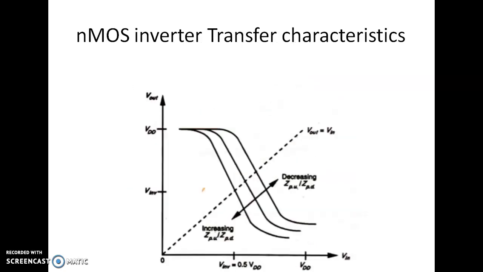And we can see this curve which indicates the switching threshold point. This is the switching threshold point, V inverse at 0.5 VDD, that gets shifted. That point can shift above or below depending on the pull up by pull down ratio, ZPU by ZPD. Z is nothing but L by W, where L is the length and W is the width.